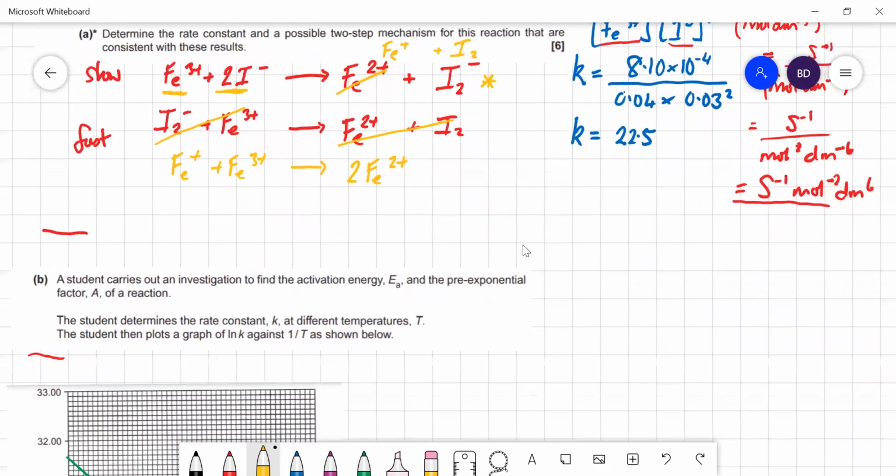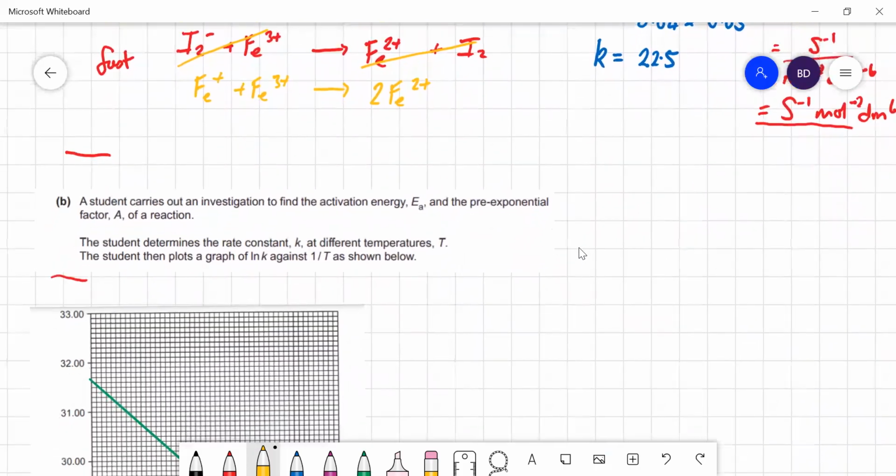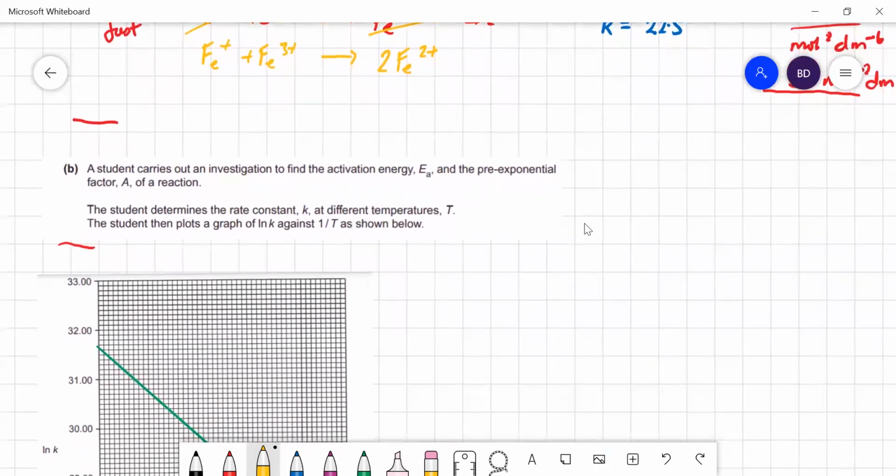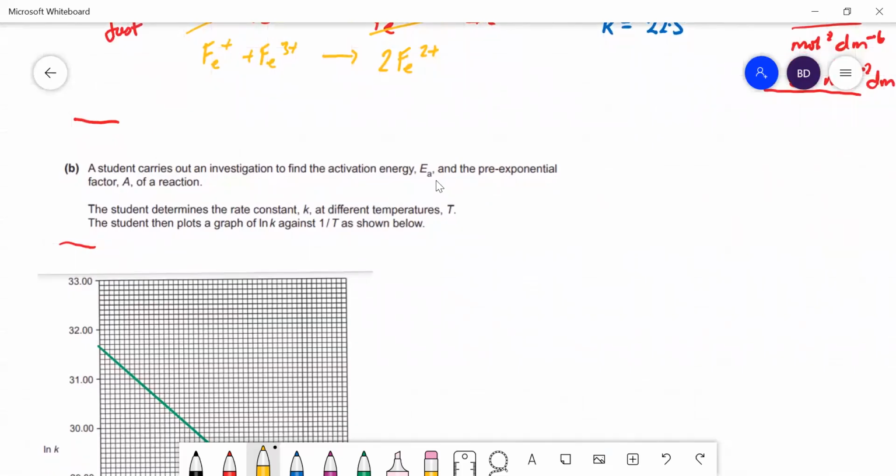Right. Now this is an Arrhenius equation question. Okay. So it carries out an investigation to find out EA and the pre-exponential factor A of a reaction. Okay, so we just write down the Arrhenius equation, the log form of it is probably the most useful. We'll write down ln k is equal to ln A, where A is the pre-exponential factor, minus EA, which is the activation energy, over the gas constant R multiplied by 1 over T.